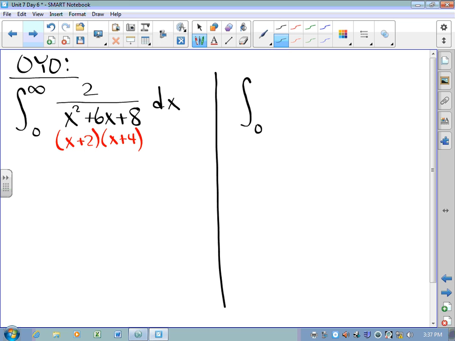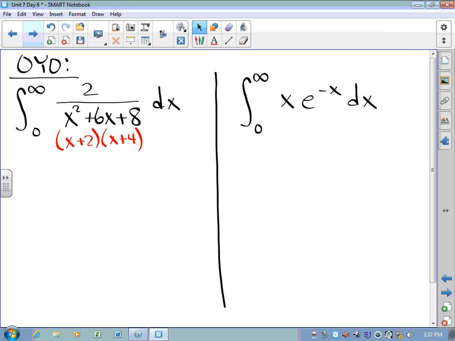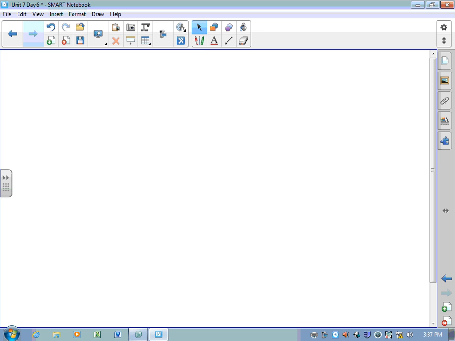The other thing to think about is this integral. That is an integral on an infinite interval of a product of seemingly unrelated quantities. And so that makes me think about how we do integrals of that kind.